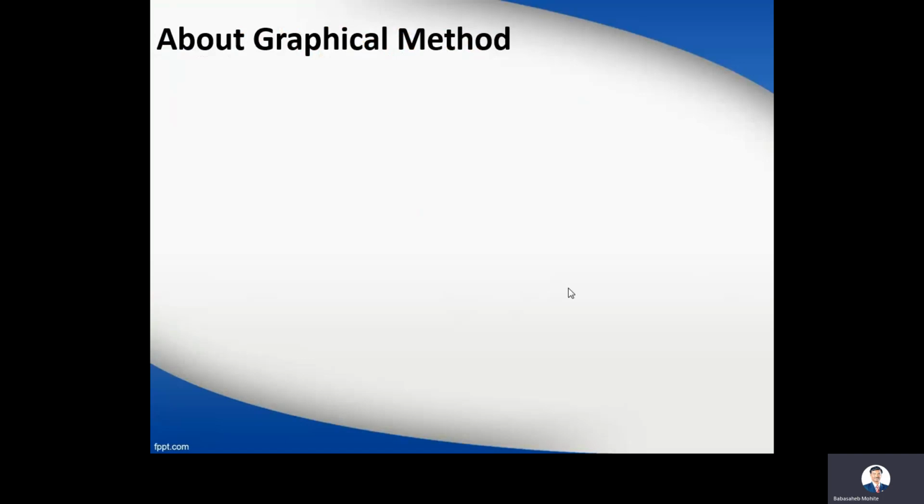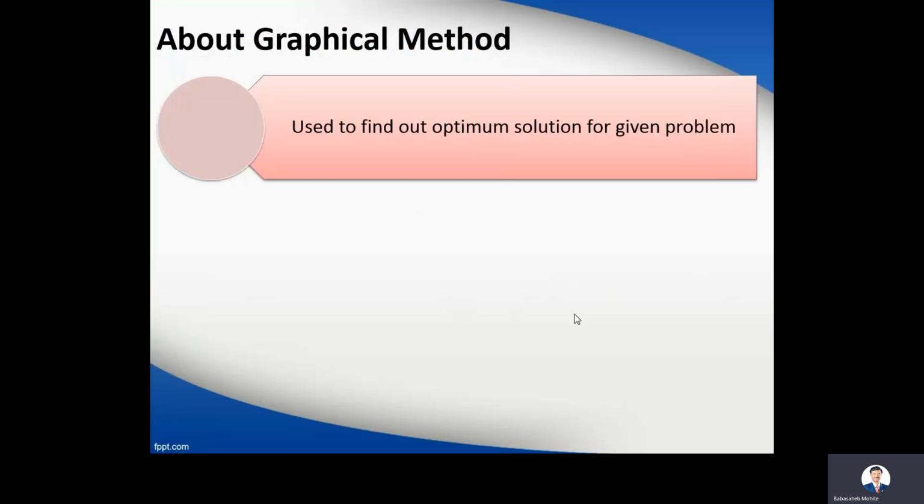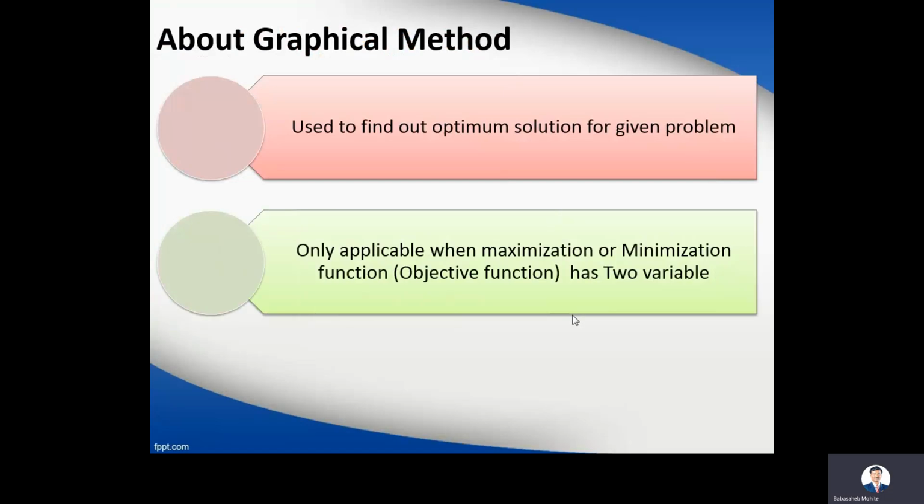Before solving any example, we'll see what the graphical method is. This graphical method is used to find the optimum solution for a given problem. Optimum solution, we already discussed, may be either maximizing the value of the objective function or minimizing the value of the objective function. For that, we can identify those values using LPP, and out of that, the graphical method.